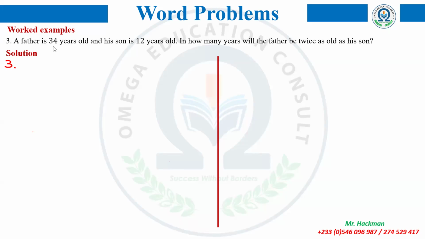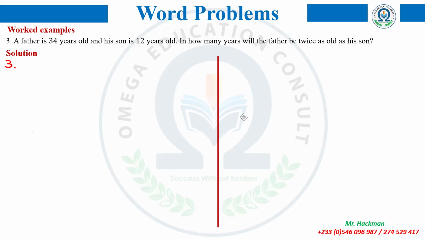We are told the father's age is 34 years old, then the son's age. So you know their present ages. In the other one, you were asked to find their present ages using future age, your present, or what have you. Now: in how many years will the father be twice as old as his son? So in this case, we are looking for the number of years that this condition will be satisfied. The father's age will be twice that of the son's age.